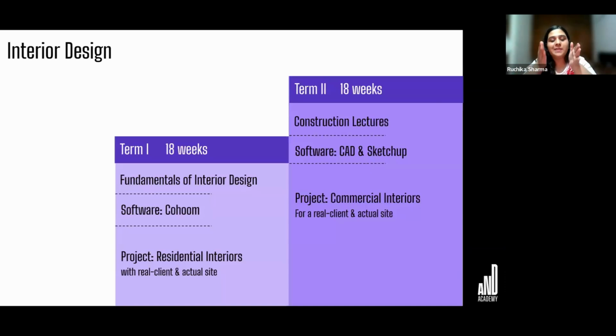The first term is largely certificate, and whoever wants to complete the diploma would also study until term 2. Term 1 largely deals with the fundamentals of interior design, along with which we cover a software called Kuhum, which is AI powered, and it's very interactive and it's very fun to work with. It helps you generate a lot of very good 3Ds and 2Ds. And you will be working on a residential project besides this, for which you will be working with a client of your own choosing.